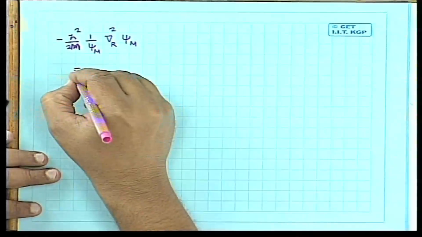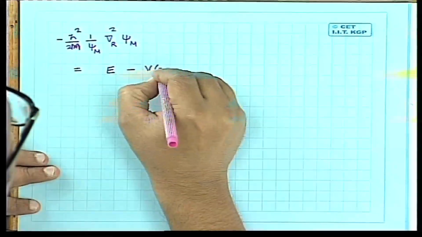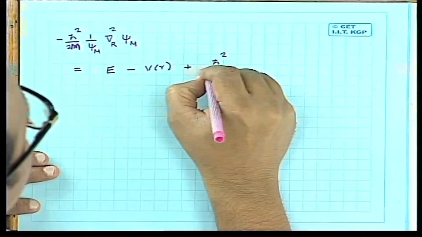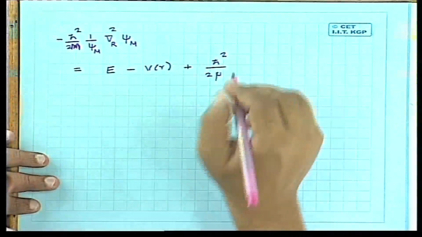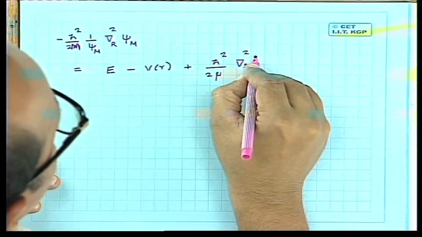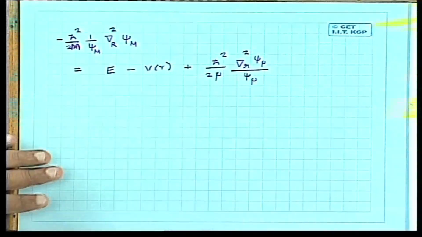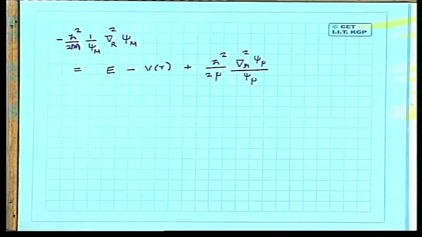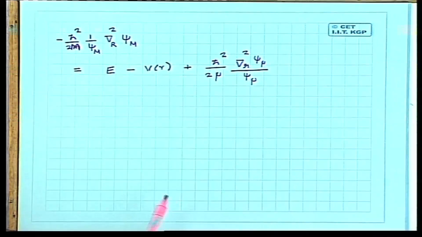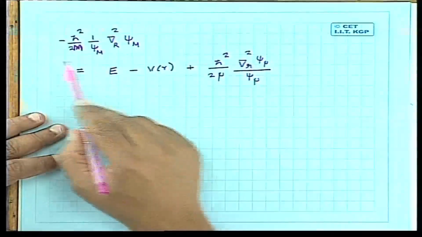This is equal to E minus V, and I have plus h cross square by 2 mu, then I have del square small r psi mu divided by psi mu. So I have just taken some terms onto the right hand side, put in the product form for the wave function, and then divided by the wave function. And this is what I get.